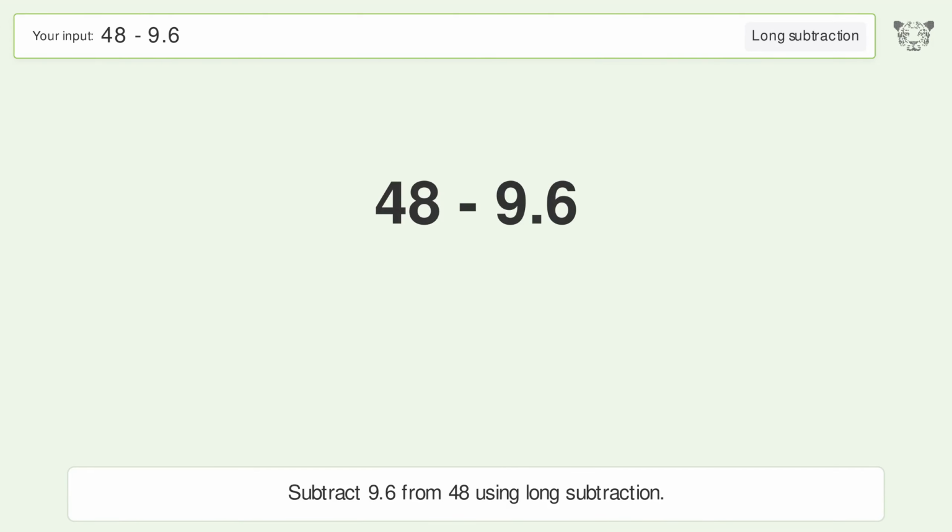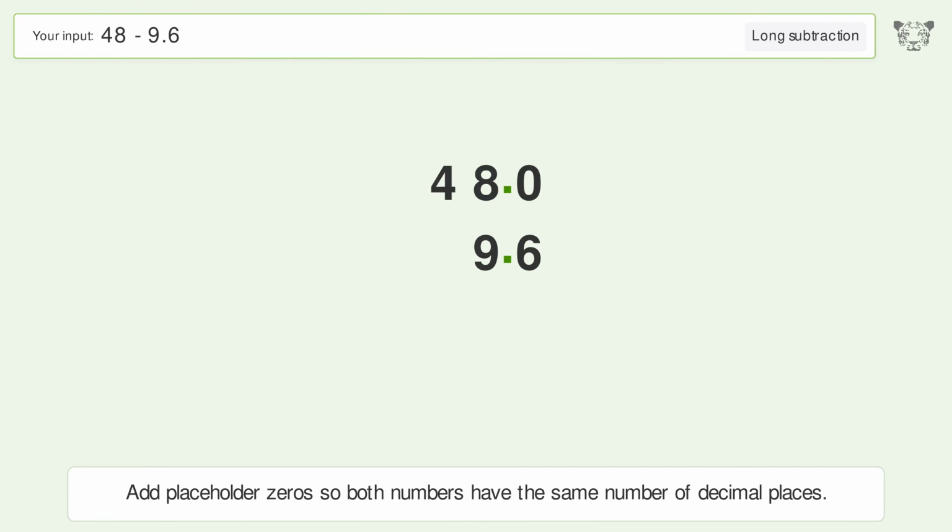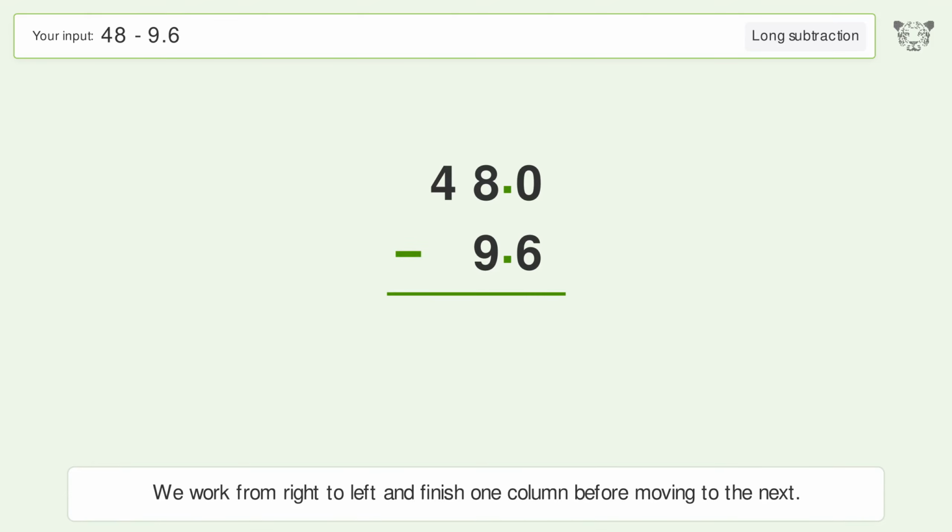Subtract 9.6 from 48 using long subtraction. Line up the decimal points in the same column. Add placeholder zeros so both numbers have the same number of decimal places. We work from right to left and finish one column before moving to the next.